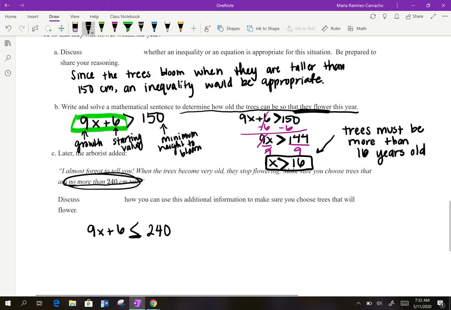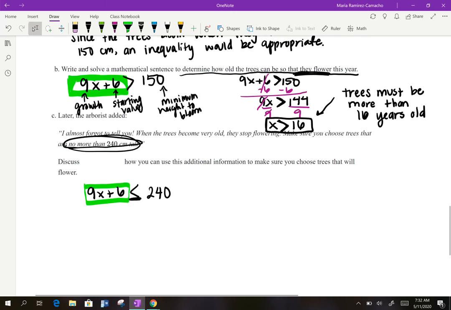Okay, again, this expression represents the height of my tree. And in this case, I want to make sure that it's less than or equal to 240. So let's see what we get when we solve for x. Our goal is to figure out what's the maximum age for these trees. At what age do they stop flowering so that we can pick a tree that's younger than that. Okay, solve for x.